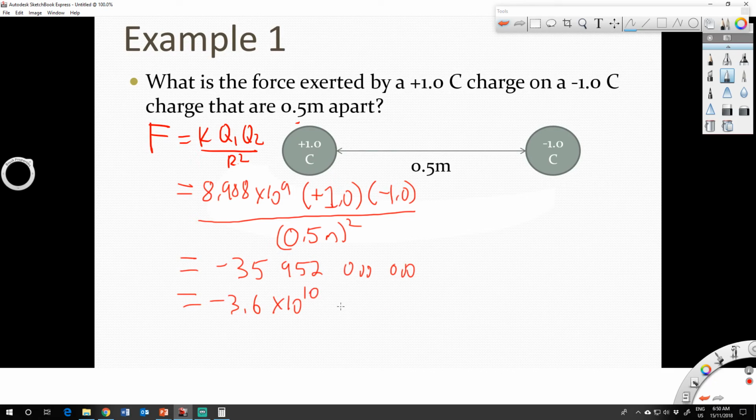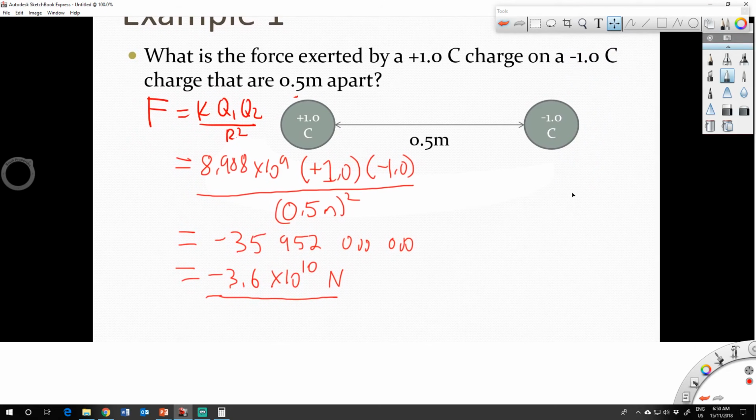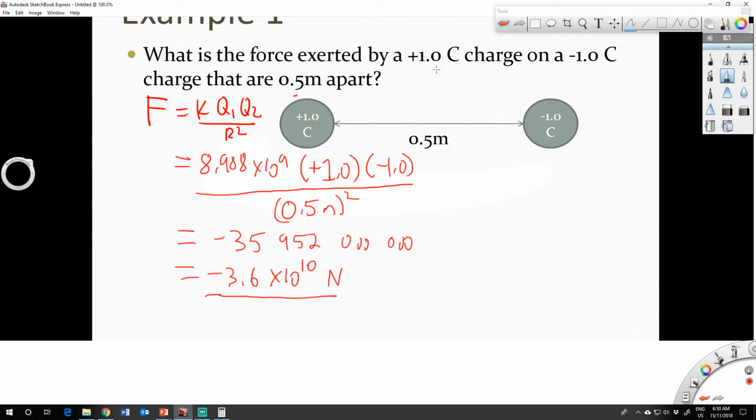Yeah, so about 36 billion newtons of force are going to be attracting these two objects together. Compare this to gravity, and remember our example with gravity, we had two people attracted to each other over 2 meters, and they had such a tiny amount of force between them. If you had two charged objects this close together, and they have huge amounts of charge, they will have huge amounts of forces acting on them. All right, on to the next example.